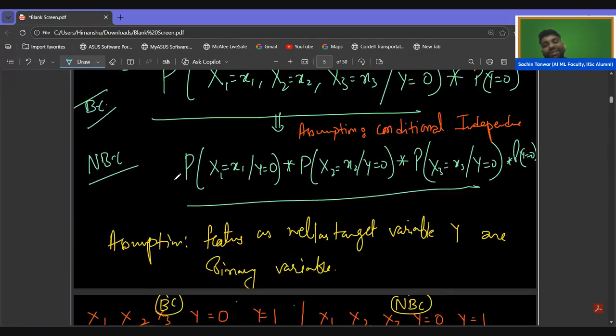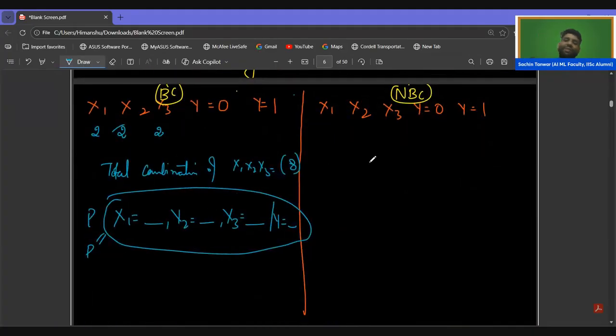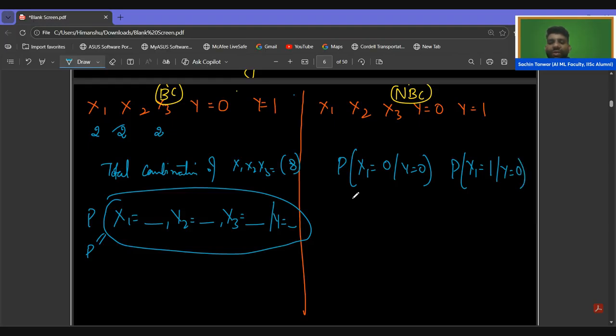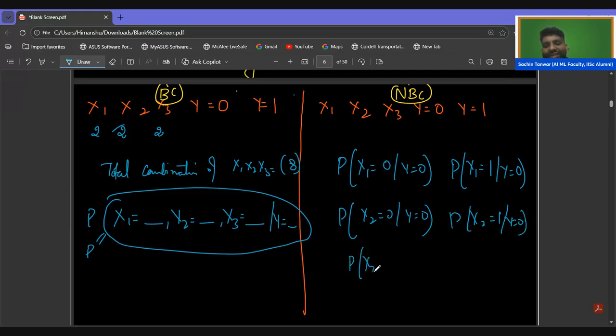Now, if I go by the same idea in the Naive Bayes classifier, what I am saying is I would not really need a combination of all because they are independent. So what matters to me is P of x1 equal to 0 given y equals 0, and P of x1 equal to 1 given y equal to 0. Similarly, the probability of x2 being equal to 0 given y equals 0, and the probability of x2 being equal to 1 given y equals 0. Similarly, the probability of x3 being equal to 0 given y equals 0, and the probability of x3 being equal to 1 given y equals 0.